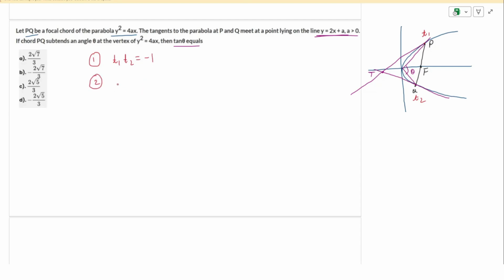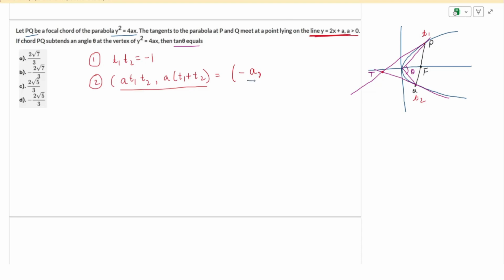What else do you know? If I'm drawing tangents at the end points of a chord, any chord, where do they meet? If I draw tangents at the endpoints of any chord, then they meet at the point whose coordinate is a t1 t2, a (t1 plus t2), correct? But now this is a focal chord, right? Then we already know that t1 t2 is negative 1, so the x coordinate is negative a. I can figure out the rest, because the intersection point is lying on this line.